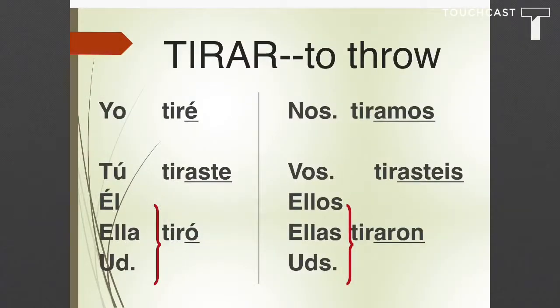Let's take a look at what these look like on an AR verb. The verb tirar means to throw. So in past tense, this verb would mean threw. So tiré, tiraste, tiró, tiramos, tirasteis, tiraron. So now these endings make this verb a past tense action.